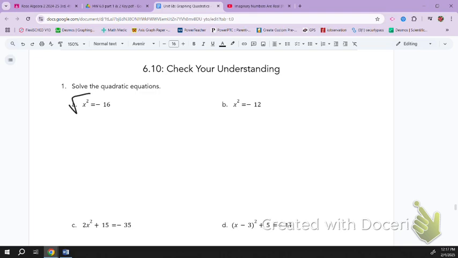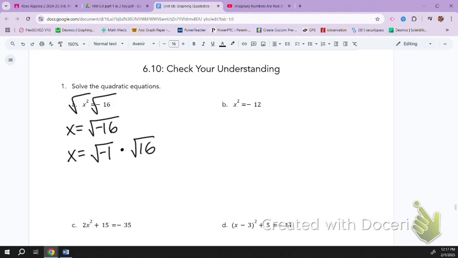Yep, before that, we're just going to square root both sides. And we get x is the square root of negative 16. And you're right, we're going to have to use imaginary numbers. And I'm going to break this down. Negative 16 can be written as negative 1 times 16. I'm going to break this up.